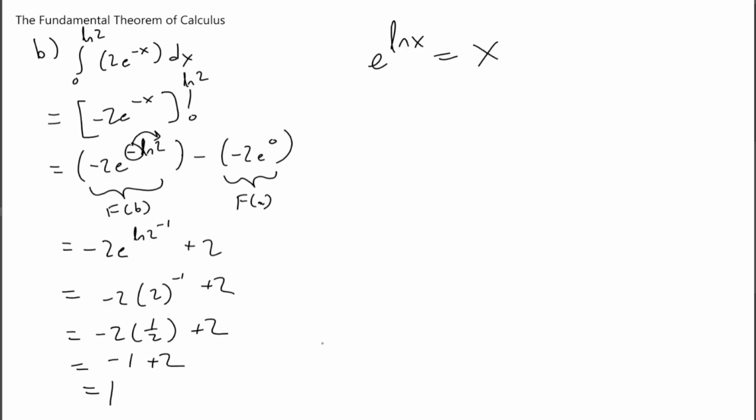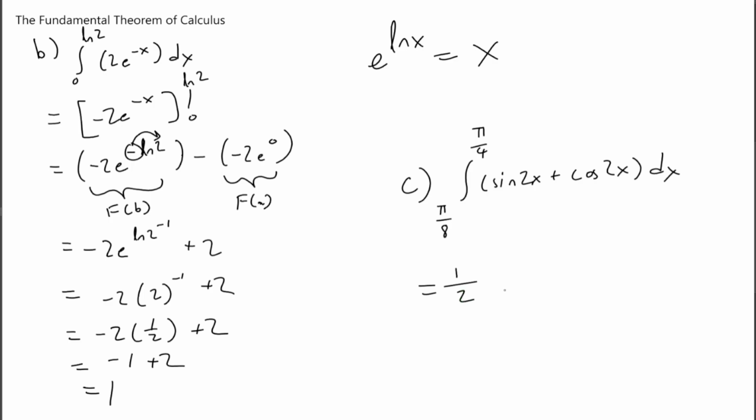And here are just some examples of how to calculate more integrals. I'm going to leave you with one question. This is going to be a trigonometric integration. Integrate on the domain of pi over 8 to pi over 4 the function sine 2x plus cos 2x dx. And the answer, if you get it right, is going to turn out to be a half.